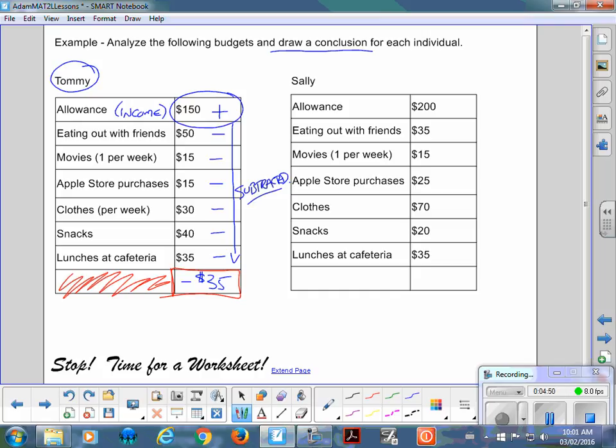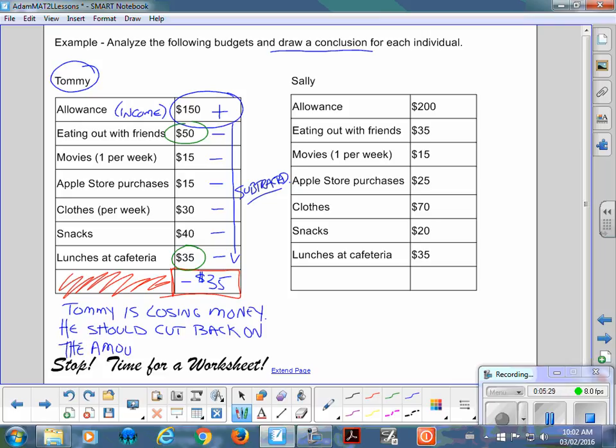So what can we conclude about Tommy here? So first of all, Tommy is losing money. Now we can talk about some recommendations here. And there are a couple, right? We look at some of this stuff. You know, he's eating out an awful lot, for example, like $50 a week, and then lunches, $85 a week. So, I mean, we could say he should cut back on the amount of eating out.